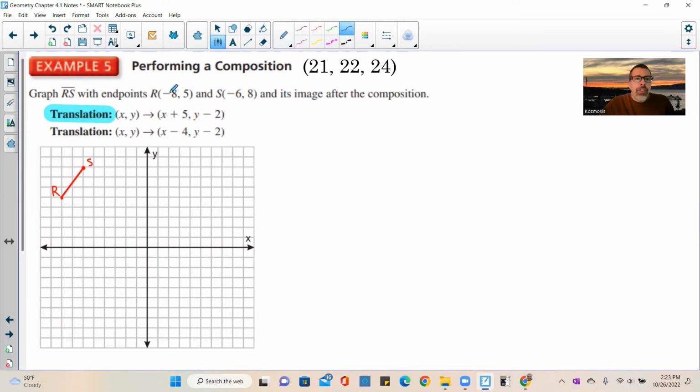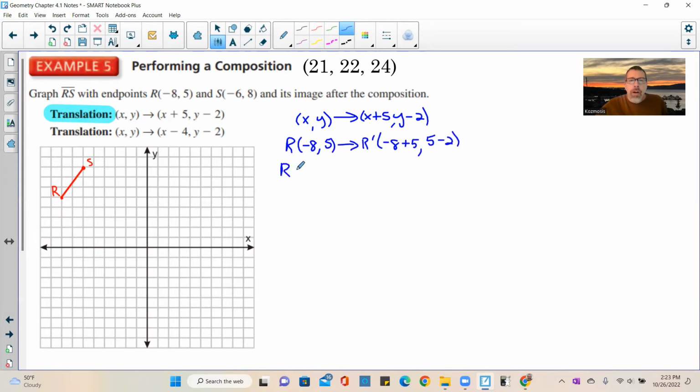It says to translate the original: x comma y becomes x plus 5 comma y minus 2. So I'm going to write that over here. I'm going to show my work this time. x comma y for R. So my R is -8, 5, and that is going to become R prime, which is -8 plus 5 comma 5 minus 2. Therefore, R of -8, 5 is going to become R prime, -3, 3. So I'm going to go right 5, down 2, and that's right there. And that is R prime.